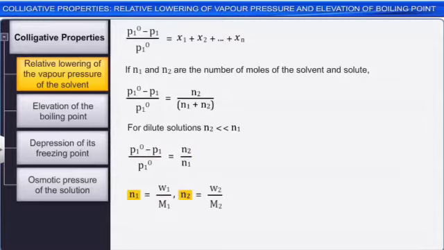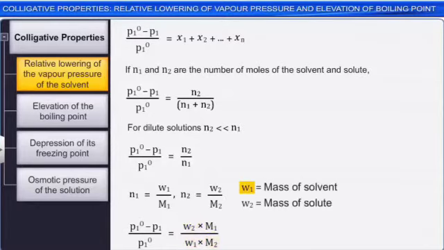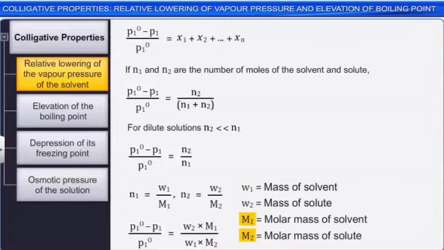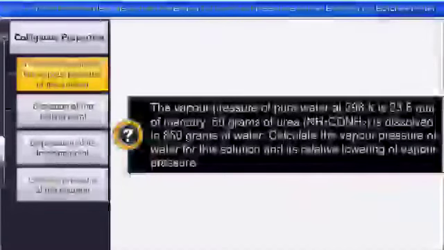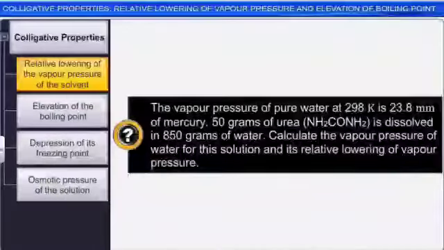Representing N1 and N2 in terms of their mass and molar masses, we get (P1⁰ minus P1) divided by P1⁰ is equal to W2 multiplied by M1 divided by W1 multiplied by M2, where W1 and W2 are the masses, and M1 and M2 are the molar masses of the solvent and solute respectively. Let us now solve a numerical on relative lowering in vapor pressure.